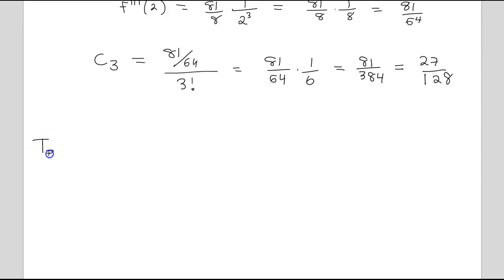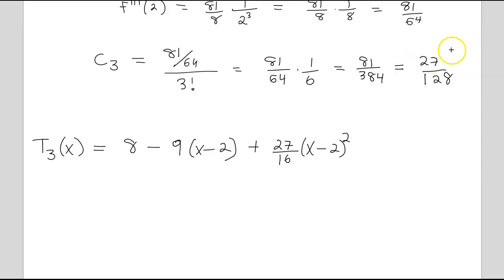Okay, so now we have everything we need to construct the 3rd degree Taylor polynomial. The 3rd degree Taylor polynomial for this function will start out with the constant term, the c0 that we found, which was 8, right? Then it's going to be minus the second coefficient, 9 times (x minus 2), then plus 27/16 times (x minus 2) squared, and then finally this third coefficient, plus 27/128 times (x minus 2) cubed. And there you have it. That's the 3rd degree Taylor polynomial for the function.